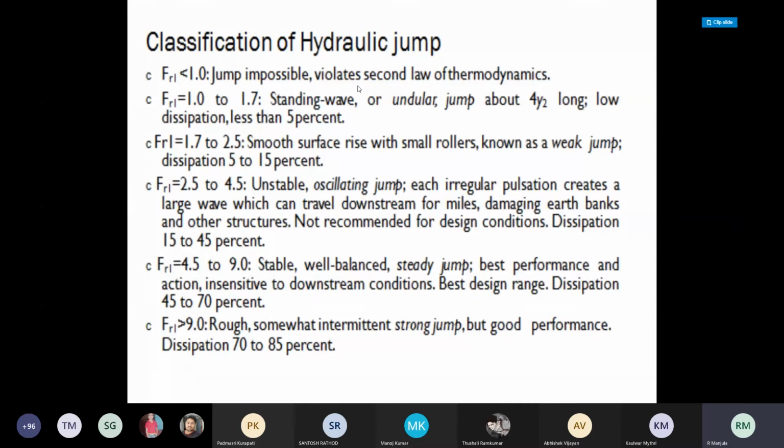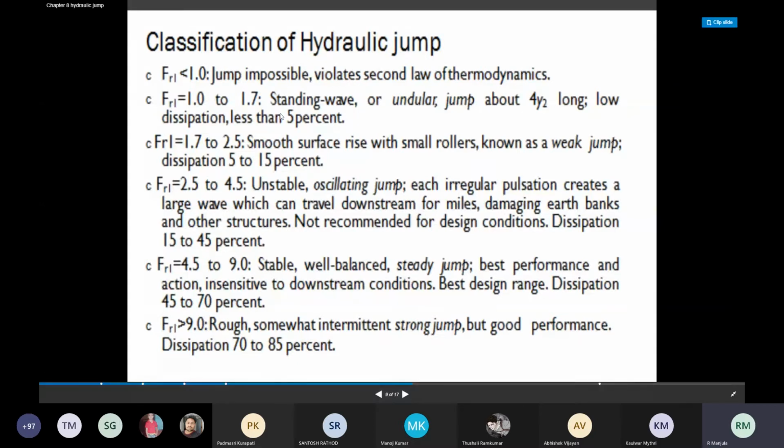Okay, if the Froude number is less than 1, we can say a jump is impossible. But from 1 to 1.7 a jump is possible because of a standing wave and an undular jump. And you can have a length of the jump equal to 4 times y2 when the length of the channel is 4 times y2.